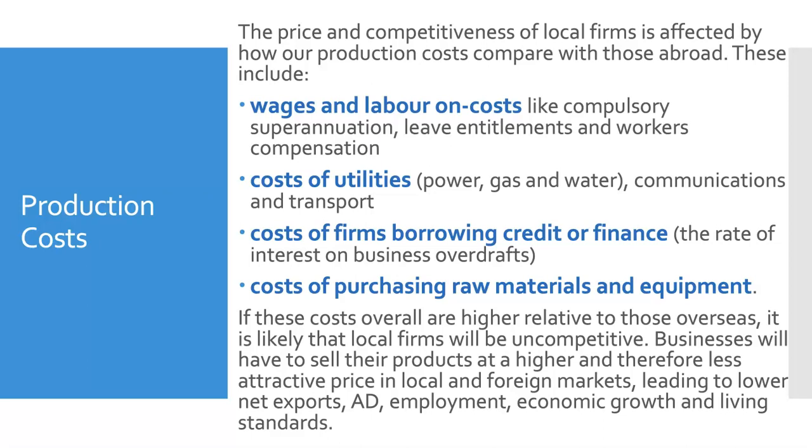The price and competitiveness of local firms, so hence our international competitiveness, is affected by how our production costs compare with those abroad. And the major costs are things like our wages, so our labour costs, and things like super and leave entitlements and workers' compensation are things that differ around the world. And you might recognise that Australia has really high labour costs. Things like the cost of utilities, so your power, your gas and your water, as well as your communication and transport. The costs of firms of borrowing money, so what is the cost of getting capital in your business? And the cost of purchasing raw materials.